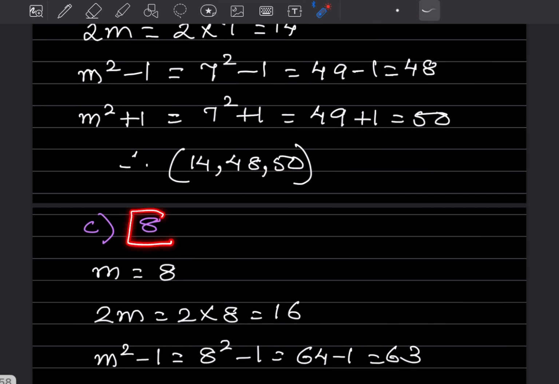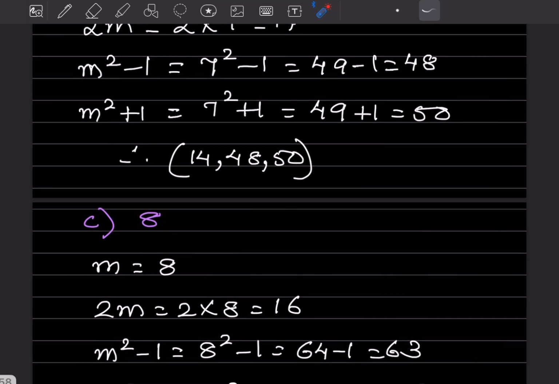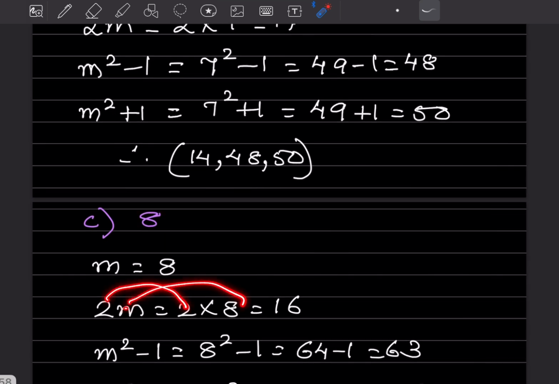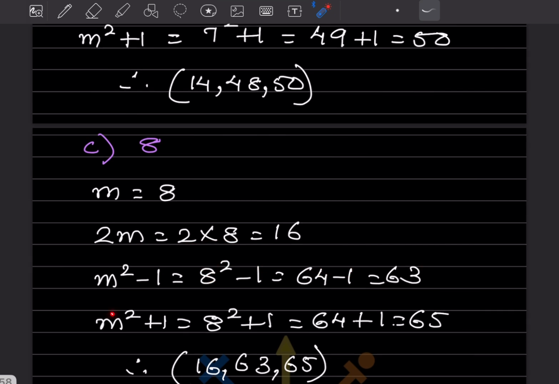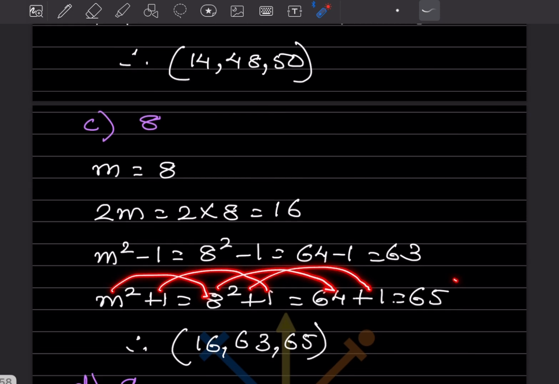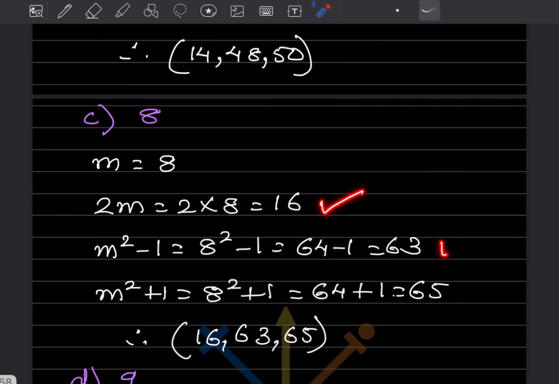Now when m is 8, 2m is going to be 2 into 8, that is going to be 16. M square minus 1, that is going to be 8 square minus 1, that is going to be 64 minus 1, that is going to be 63. Here will be 8 square plus 1, that is going to be 64 plus 1, that is going to be 65. So it's going to be 16, 63 and 65.